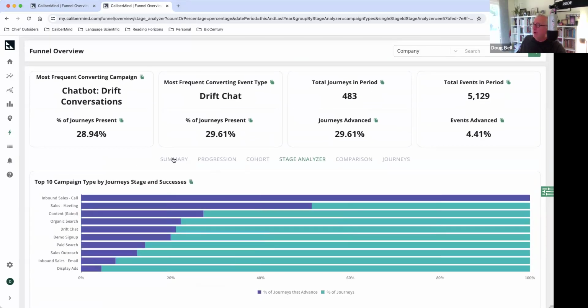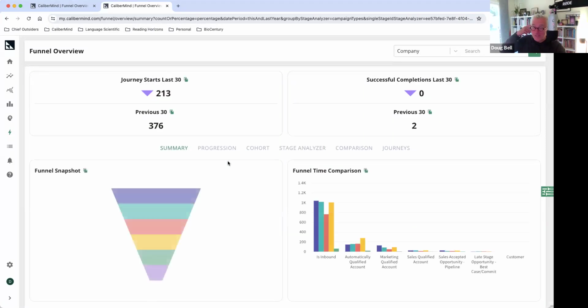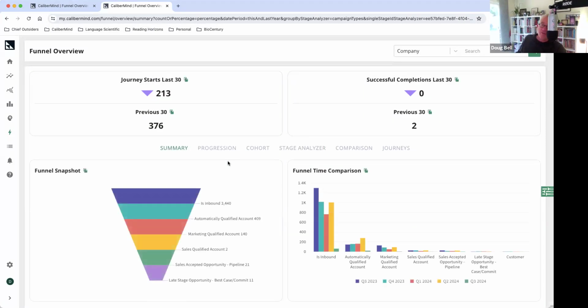So that's a quick summary of how I use our funnels product every single day to understand what's working and what's not at that middle of funnel.